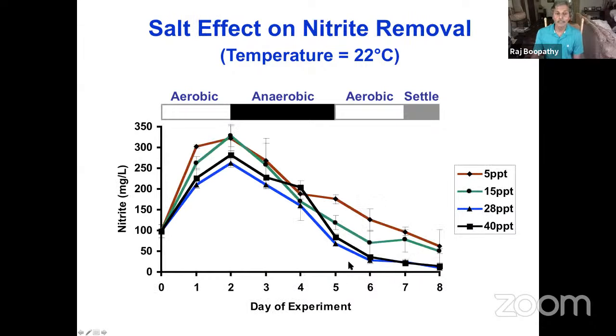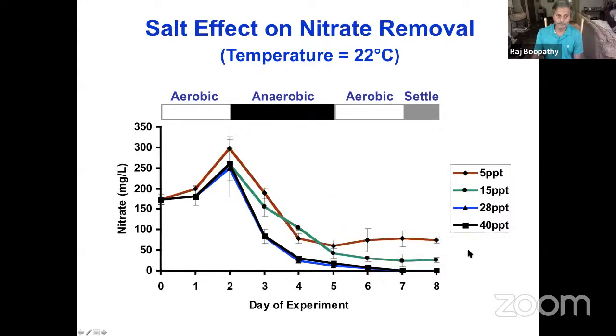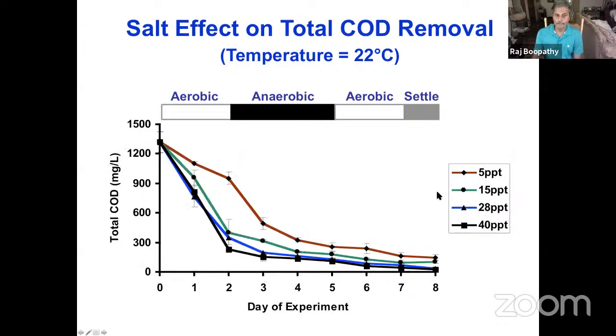Okay. And then nitrite level, same thing. Your 5 parts per thousand did not work, but 28 and 40 really worked well. And this is your NO3, same story. 5 parts per thousand did not work. And this is total COD, okay? So based on this, our 45 degrees is going to be a problem, and 5 parts per thousand is going to be a problem, but except for those conditions, our system is going to work really well in the lab study.